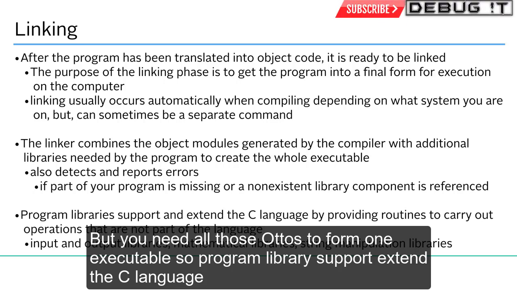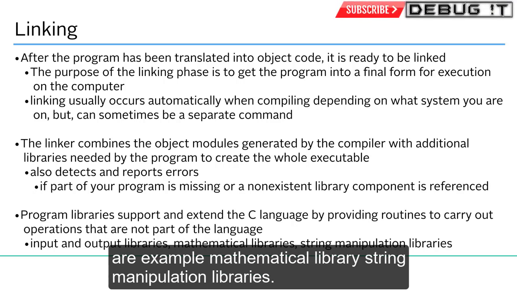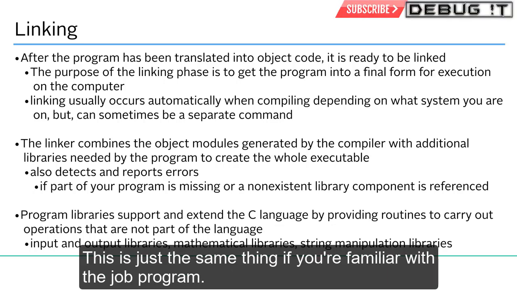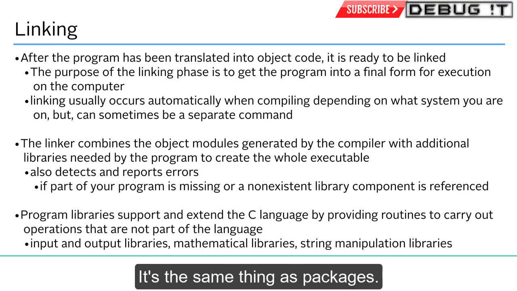Program libraries support and extend the C language by providing routines to carry out operations that are not part of the language. Input and output libraries are an example. Mathematical libraries, string manipulation libraries. If you're familiar with Java, it's the same thing as the Java API. It's the same thing as packages.